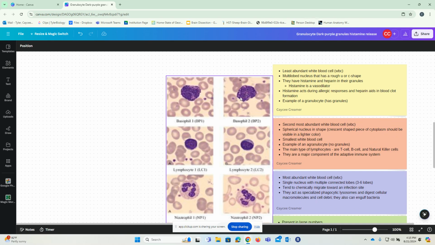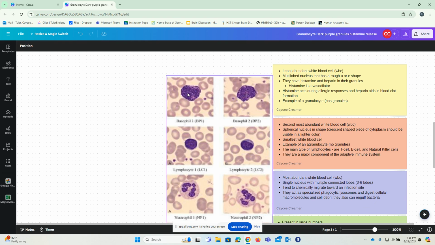It's this middle cell. It's going to be relatively spherical, but you're not really going to be able to see the nucleus because it has dark purple staining granules. The granules are so dark purple that it's going to be hard to see the multilobed nucleus that usually has a rough U or C shape. The basophil is also hard to find because it's the least abundant white blood cell. So when you're looking for it in a blood smear, it can evade you.